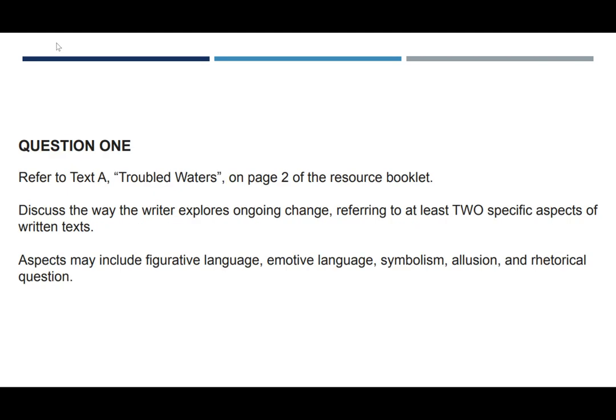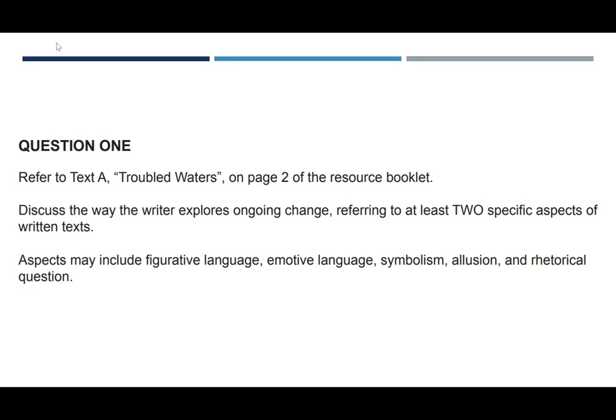Then I'd look at the question before I read the text. So this is what the questions look like at level 3. Refer to text A, Troubled Waters, on page 2 of the resource booklet. Discuss the way the writer explores ongoing change, referring to at least 2 specific aspects of written text. Aspects may include, but are not limited to, figurative language, emotive language, symbolism, allusion, and rhetorical question.